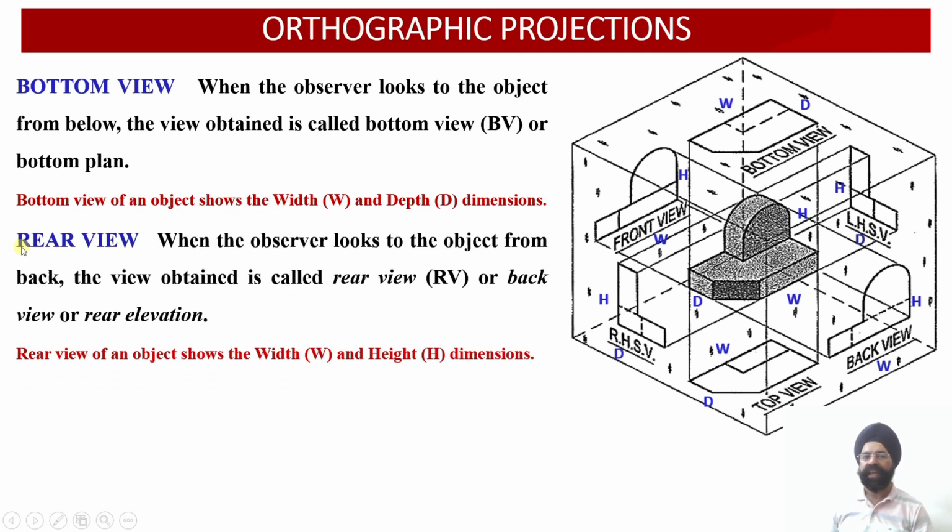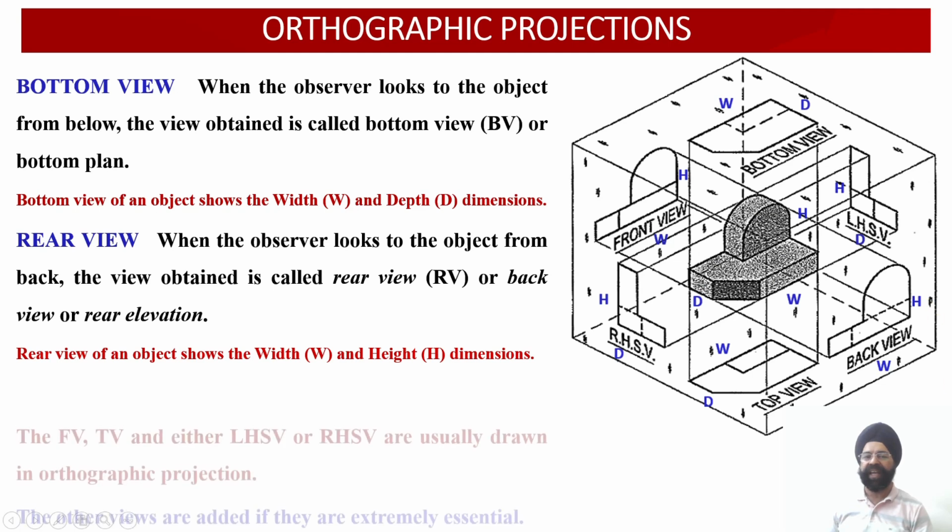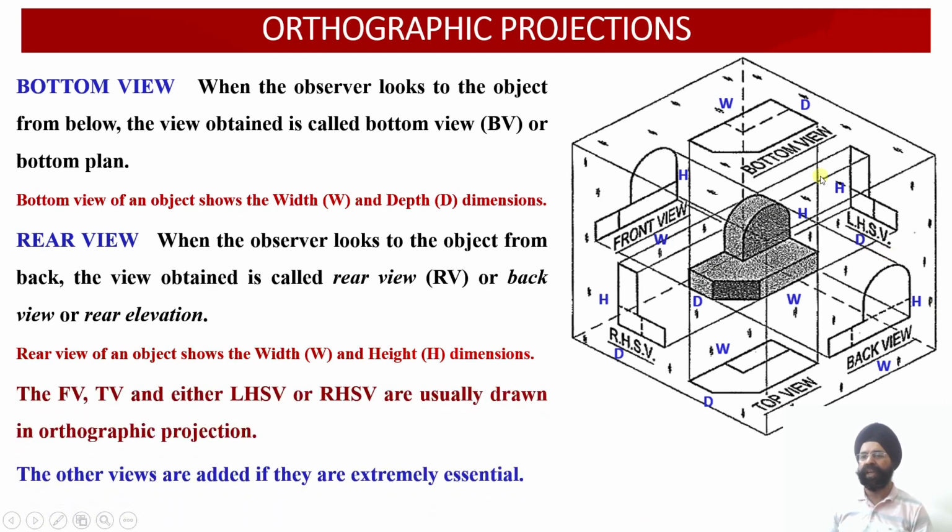And the last view is the rear view. Rear view means you are looking from the back side. Back side means the rear side. So whenever you are looking at the object from the rear side, whatever view is obtained on this plane will be called a rear view or a back view, because you are looking from the back side. So the rear view, just like the front view, will also be showing us the width and the height of the object. But we seldom draw the bottom view or the back view.